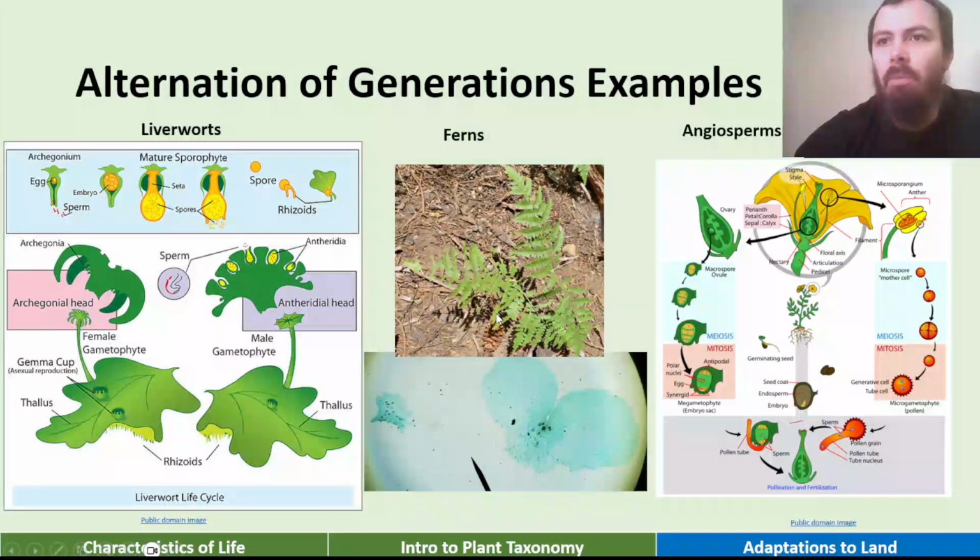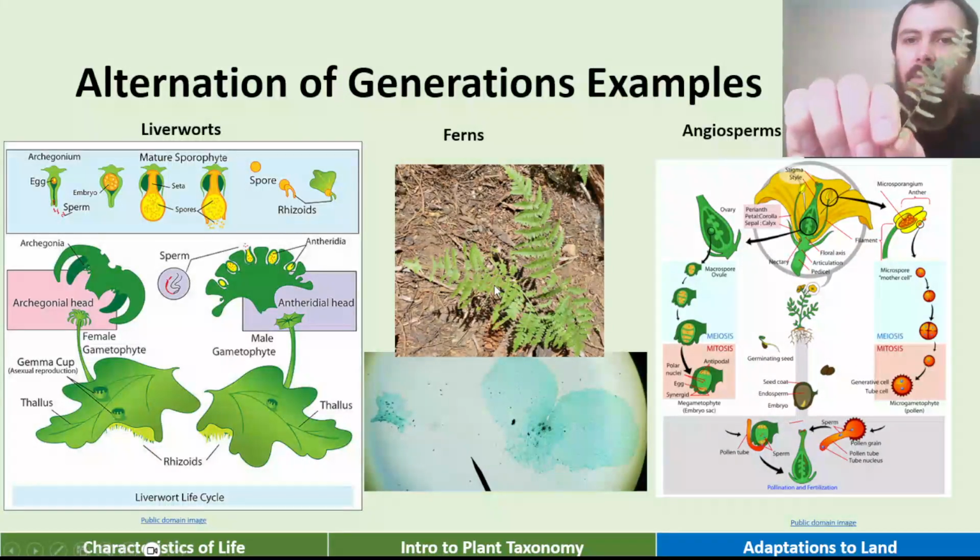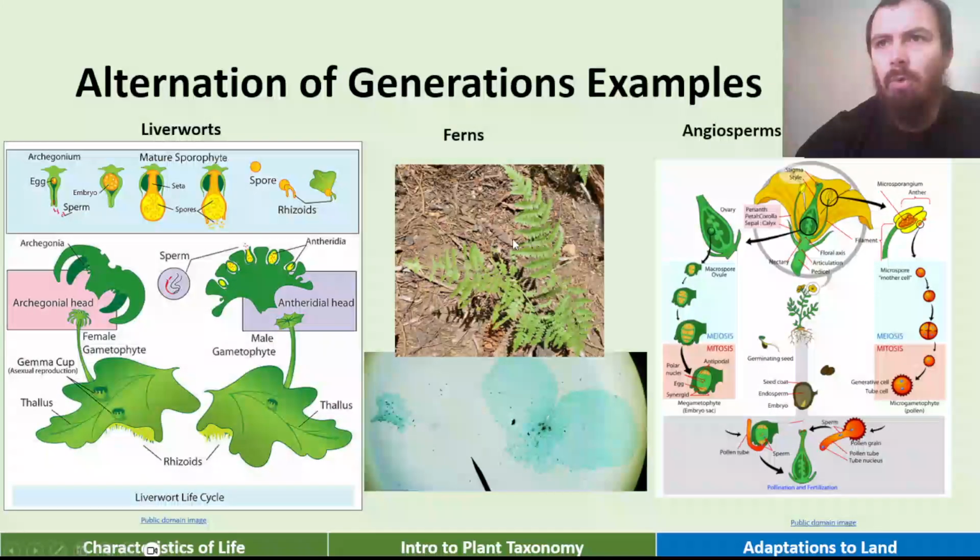Now we talked about the fern one before. Here's a fern. This is a fern sporophyte. Spores get released. This one here, the sporophyte, is the dominant stage. So the diploid stage is dominant. The sporophyte releases spores. They grow into the gametophyte. The gametophyte releases sperm and egg. They get fertilized and grow into the sporophyte. And they continue in this cycle.